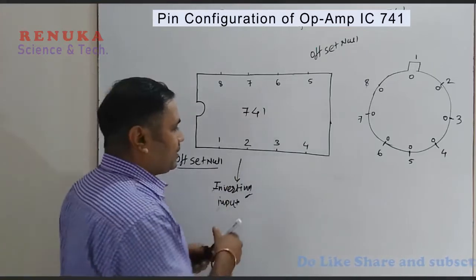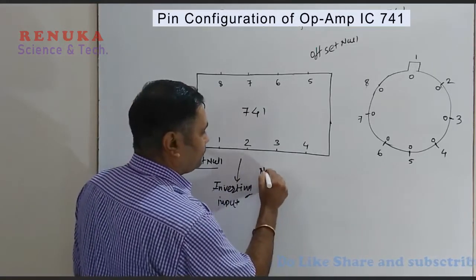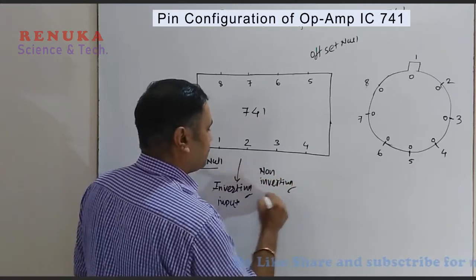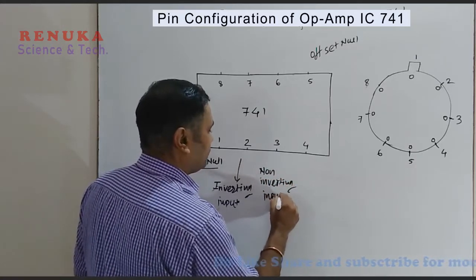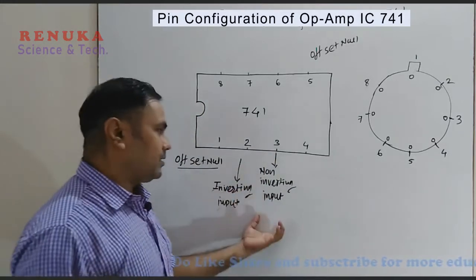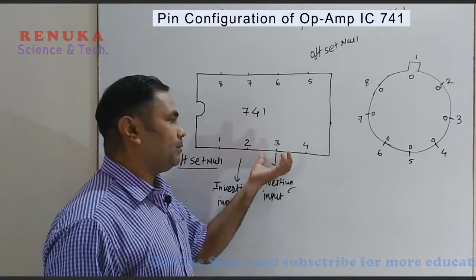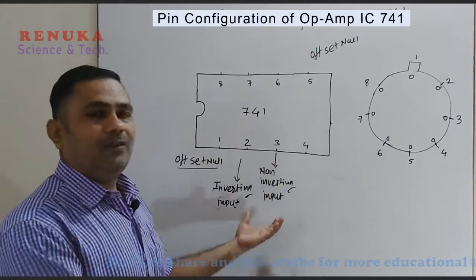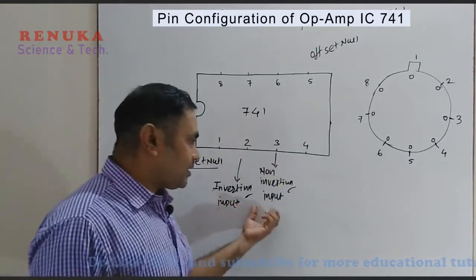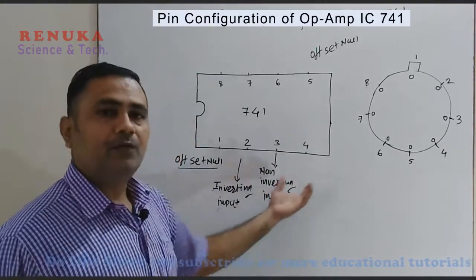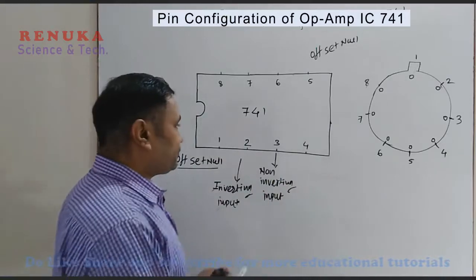The third pin is the non-inverting input. In the same way, if the signal or voltage is given at pin number 3, it is obtained at the output with a non-inverting function. That means if a positive voltage is given, we will get a positive voltage. If a negative voltage is given, we will get a negative voltage.